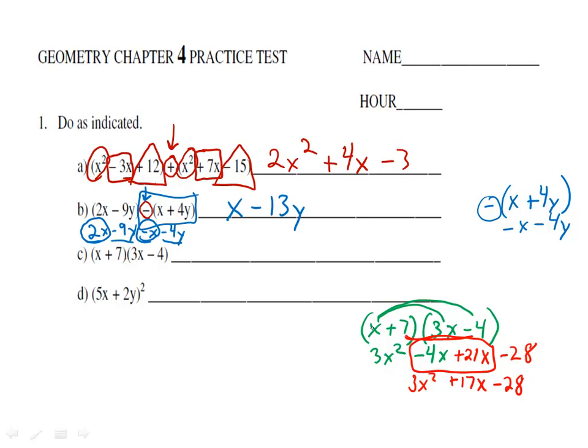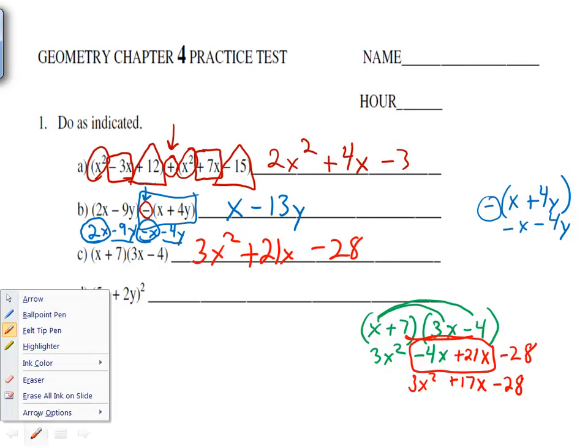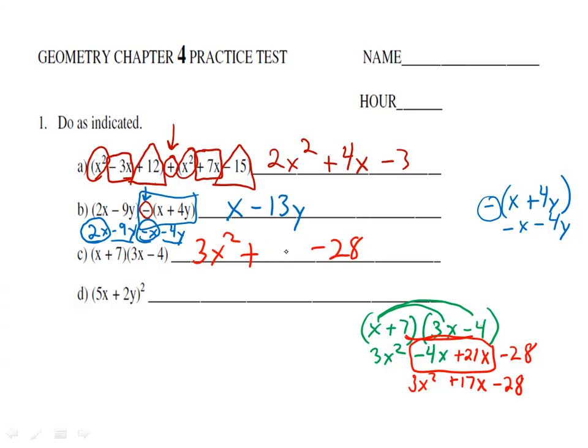So that's called FOIL. First, outside, inside, last. And I think you remember that from algebra, most likely. So 3x squared plus 21x minus 28. Oops, I'm sorry. I forgot I was looking at above. It's not 21x, once I combine them, it's 17x. Okay, so that's C.